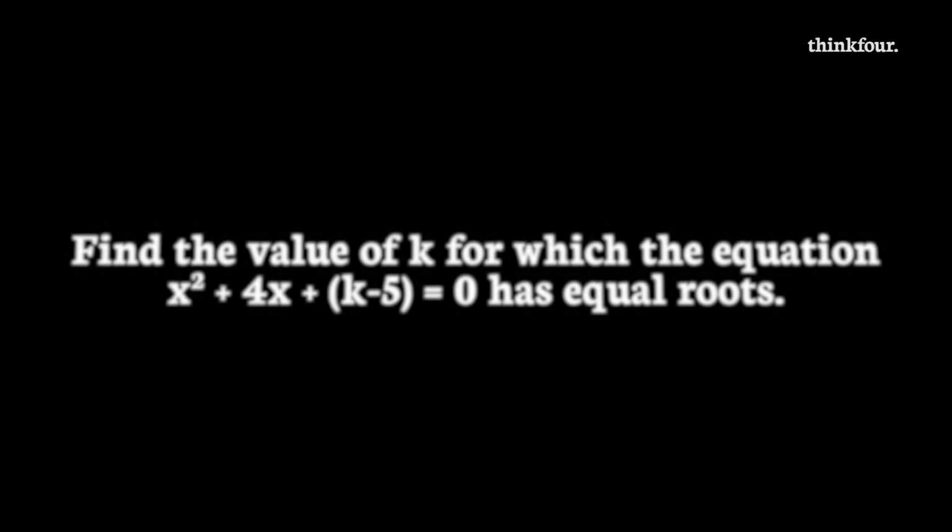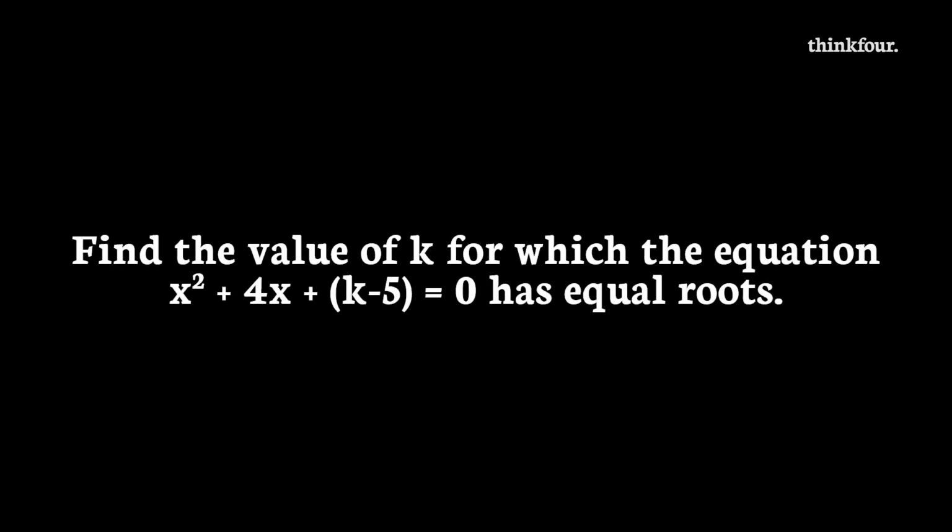In the higher course, we use the discriminant in wider contexts. The most common question type would be using it to find an unknown when you know the nature of the roots, such as: find the value of k for which the equation x squared plus 4x plus k minus 5 equals 0 has equal roots. But the discriminant can be used in other contexts, and it isn't always as clear that you'll need to use it.